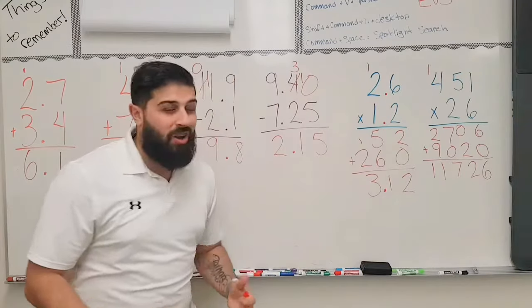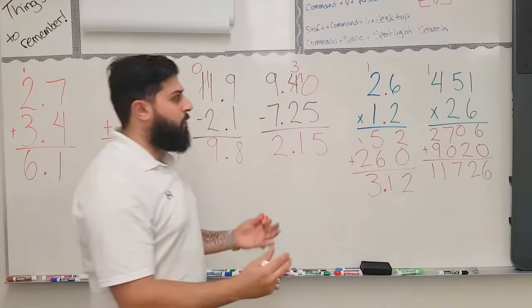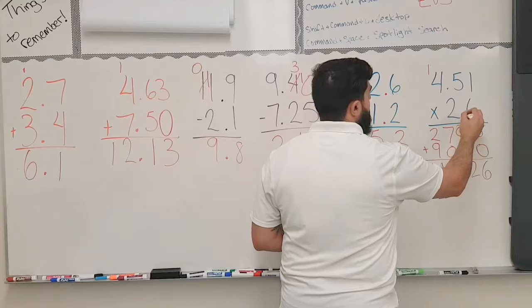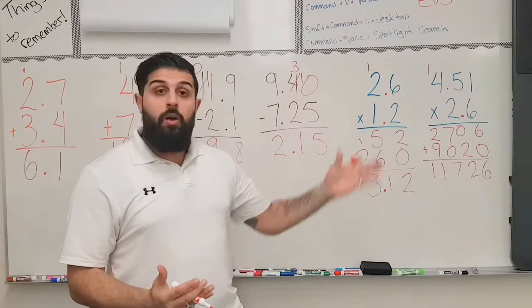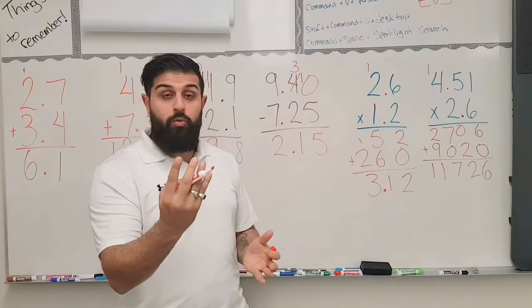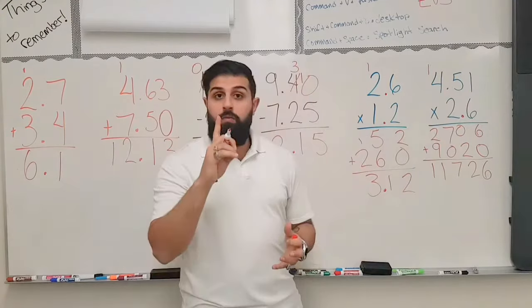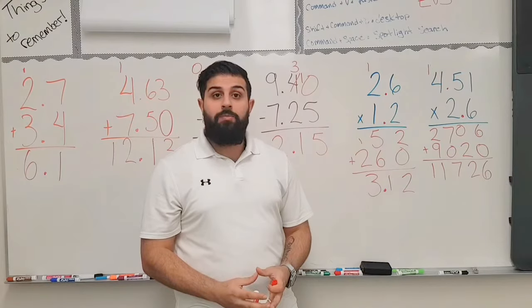Now we know the number is not going to be 11,726. If we add the decimals back in, how many numbers do we have behind the decimal? Well, in our first number, we have 2, the 5 and the 1. And the second one, we have 1, well, the 6. So how many total numbers is that behind the decimal?